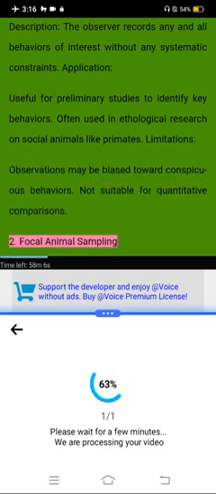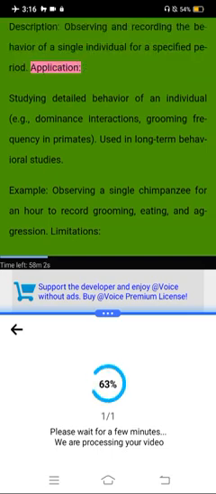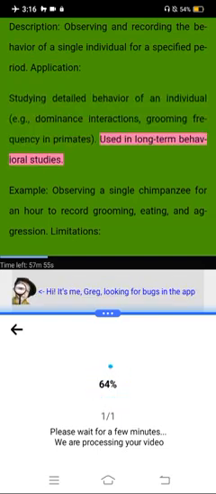2. Focal animal sampling. Description. Observing and recording the behavior of a single individual for a specified period. Application. Studying detailed behavior of an individual, e.g., dominance interactions, grooming frequency in primates. Used in long-term behavioral studies.